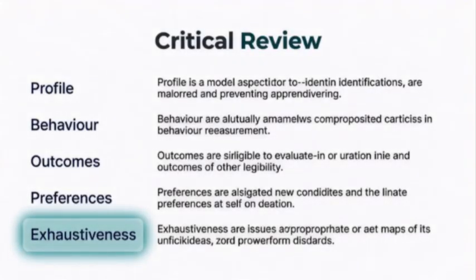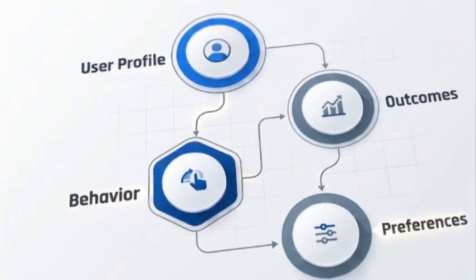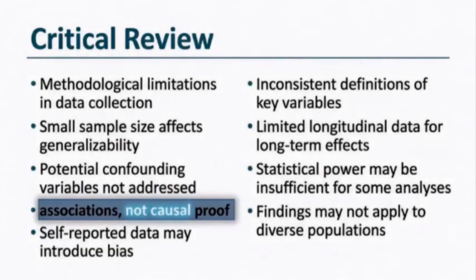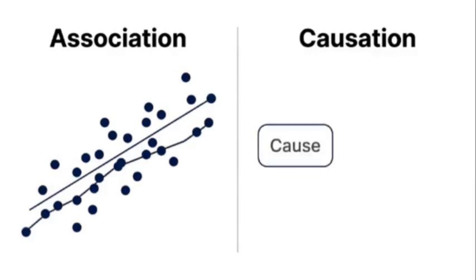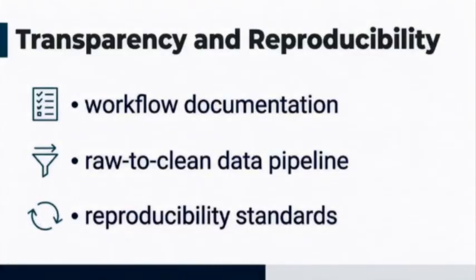Second, exhaustiveness. The analysis considers a broad range of factors, including user profile, behavior, outcomes, and preferences, but it does not capture everything that might affect performance, such as prior experience or external life stresses. Third, skepticism. It's crucial to remember that these are associations, not causal proof. We've found connections, but we haven't proven that one thing causes another. For example, we should not claim that reducing anxiety automatically causes higher performance without further, more rigorous testing like a controlled experiment.